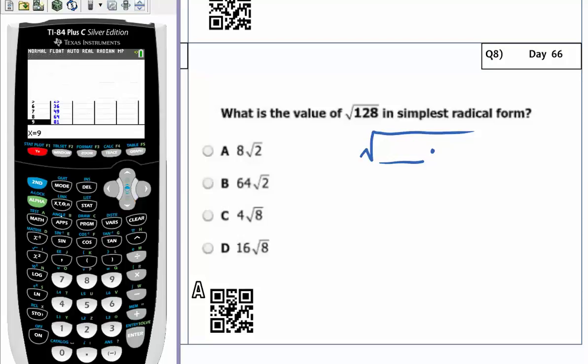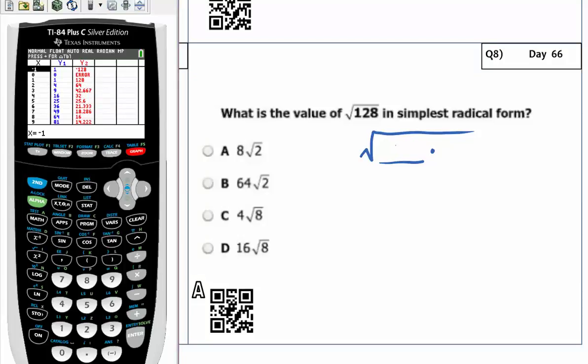So what I'm going to do in my y equals is go down to the second y equals, and type in 128 divided by x. When I do that and go into my table, my first column will be all of my perfect squares, and my second column will be all of my factors of 128. And if I look real close, I'm going to see 64 is right there, and 64 is also a perfect square. So 64 times 2 is 128.